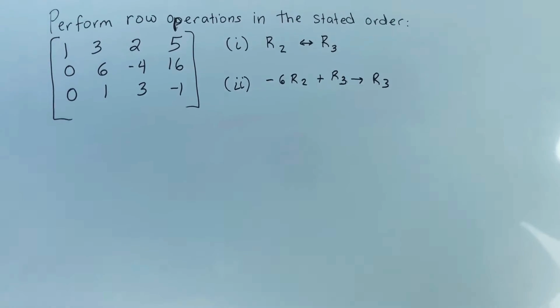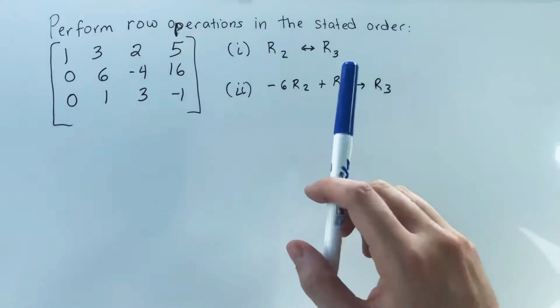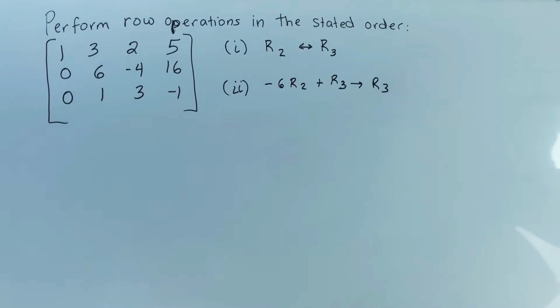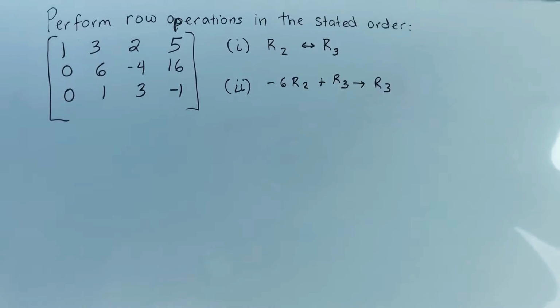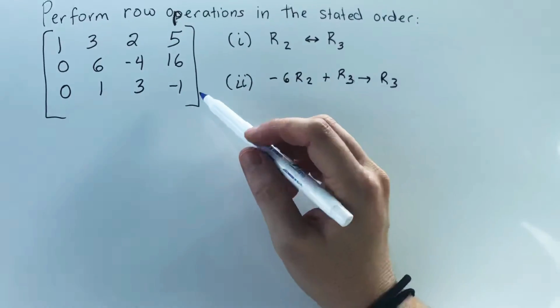Okay, I wanted to make a video going through row operations in a stated order. This is a typical homework problem you'll see when you're trying to get used to augmented matrices. So the first thing I would recommend you do is recognize why this might be important.